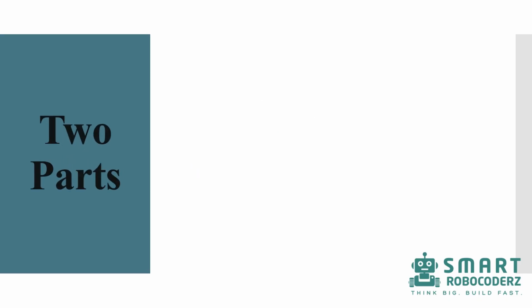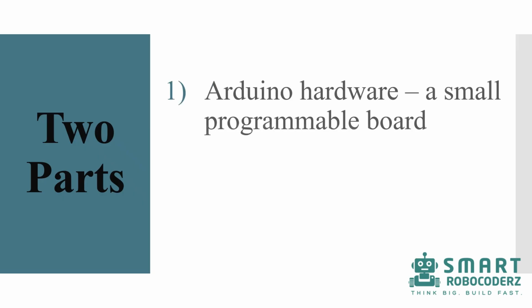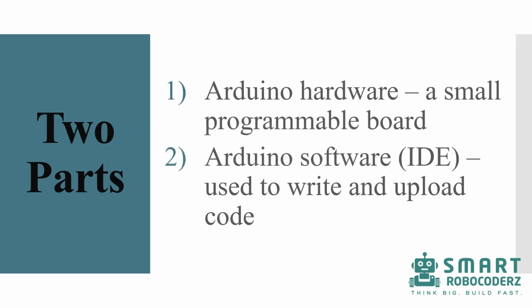Arduino consists of two main parts: Arduino hardware and Arduino software. Arduino hardware is a small programmable board, as I said before. Arduino software, which is the IDE, is used to write and upload the code. It supports simplified versions of the C and C++ languages. It is available for Windows, Mac OS, and Linux. It is completely free and open source. We will discuss it in upcoming videos later.